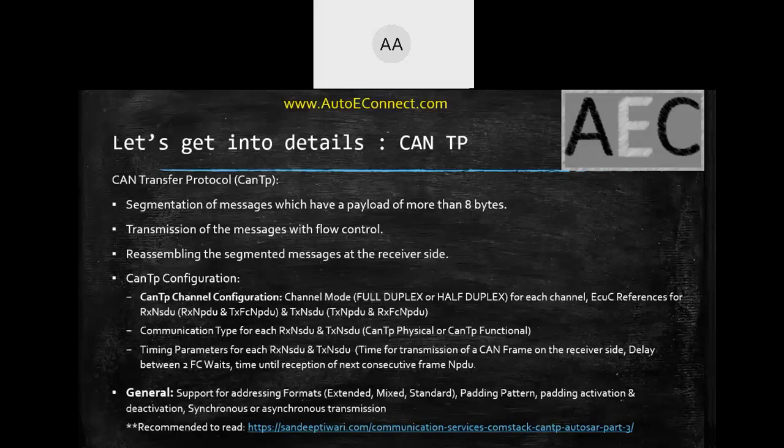We'll be bothering more about what the different configurations involved are. Here, for each RX NSDU, you will have an RX NPDU and a TX functional NPDU.